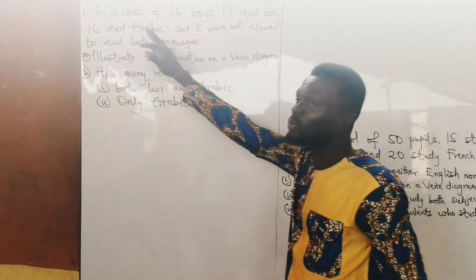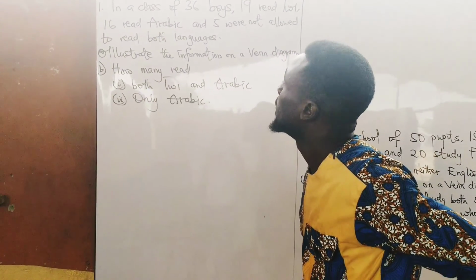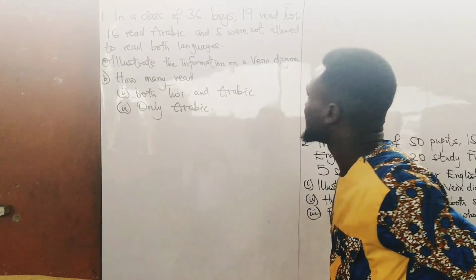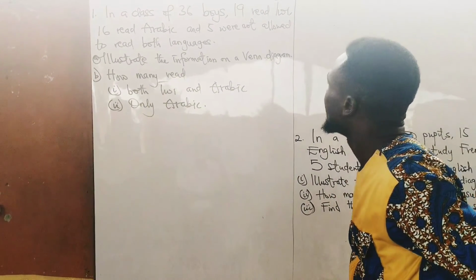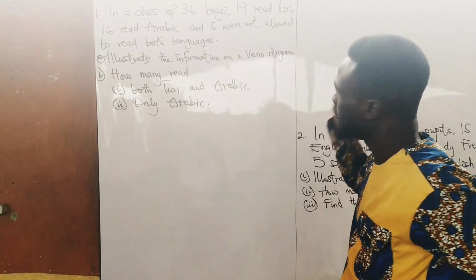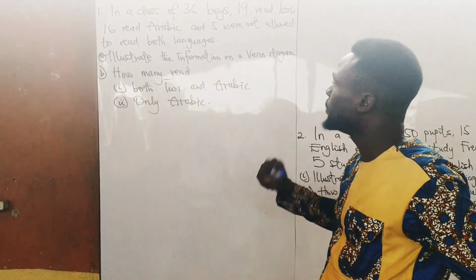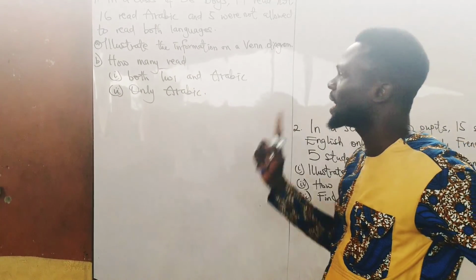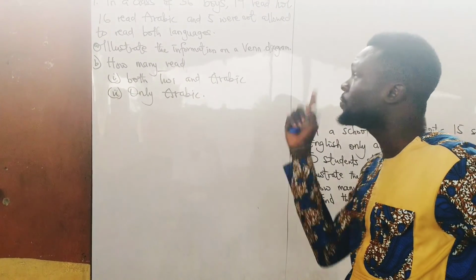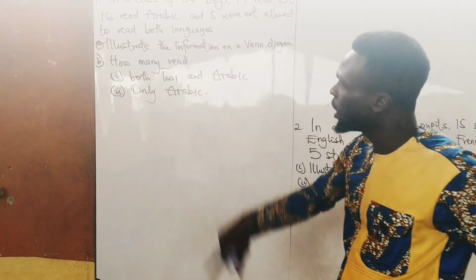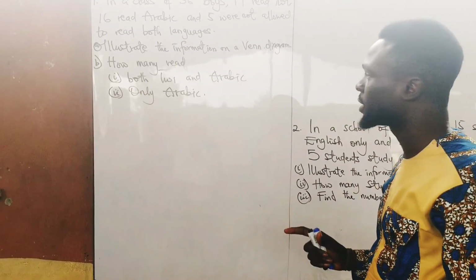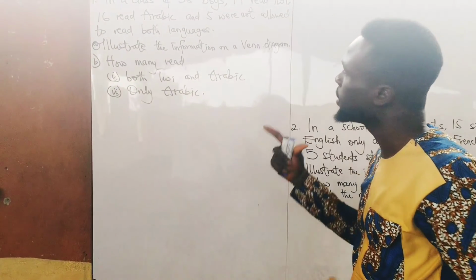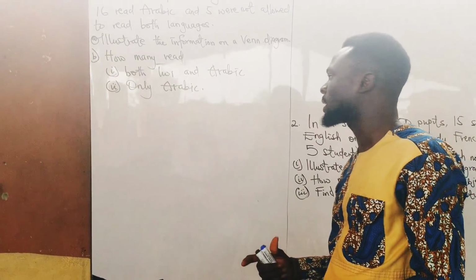So the first question we have here: in a class of 36 boys, 19 read Chi, 16 read Arabic, and 5 were not allowed to read both languages. Illustrate the information on the Venn diagram. How many read both Chi and Arabic? Only Arabic.